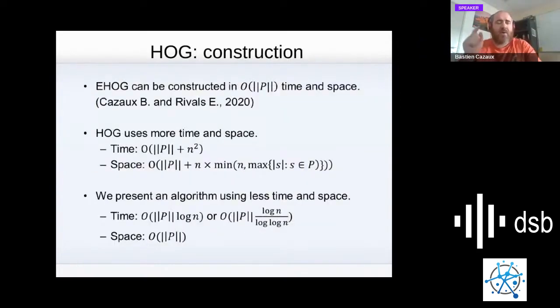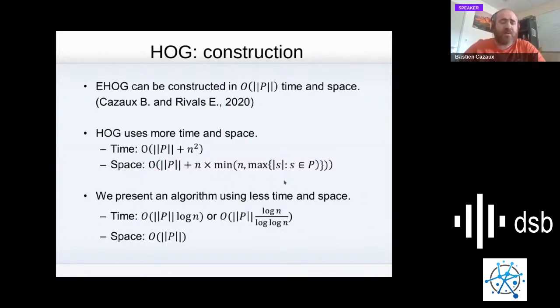Okay, so we proved before that you can build the HOG, the extended version of the hierarchical overlap graph, in linear time and space in the norm of P. So this is really easy by using the Aho-Corasick tree, for example. But in the last article, we gave a norm of P plus n square algorithm in time to compute the HOG, and the space is this guy.